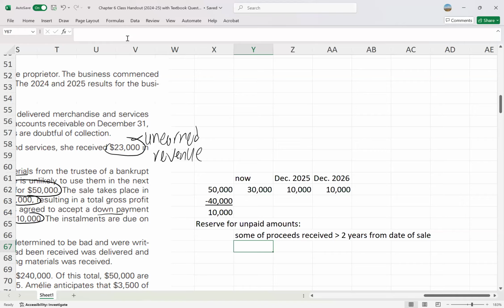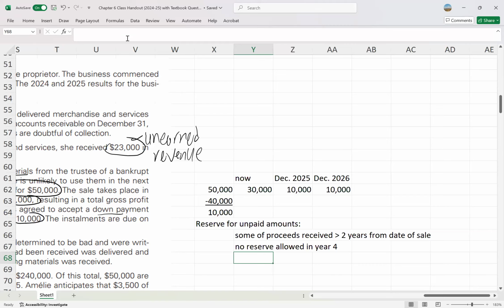There's also a second criteria that says that no reserve allowed in year 4. So by year 4, no more reserve can be taken. If the proceeds were spread over 5 years, she could only take a reserve for the first 3 years, and then for the 4th year, there would be no reserve allowed. So those are sort of the criteria that need to be met. Because some of the proceeds are received greater than 2 years from the date of sale, and we're only looking at the 2024 year now, we're not yet in year 4, the second criteria does not apply.